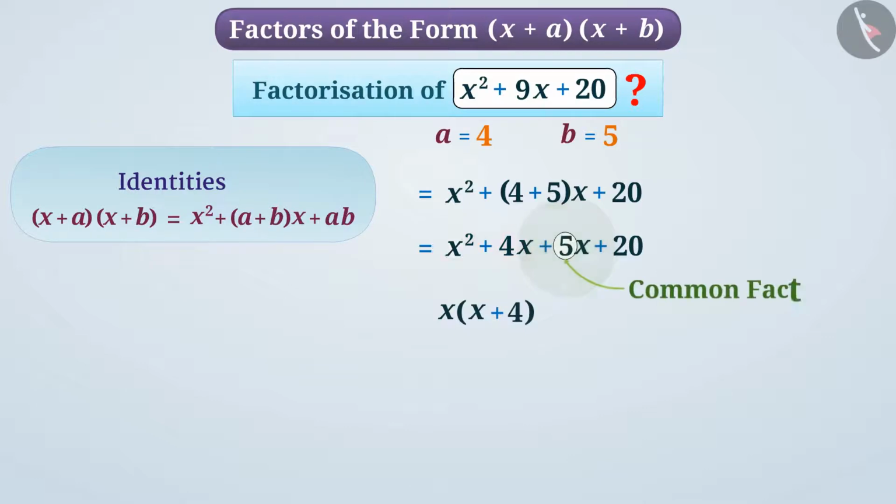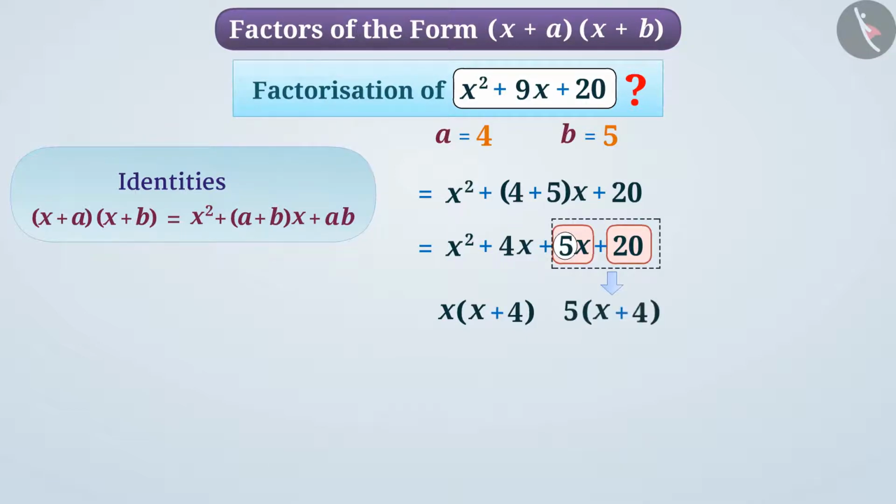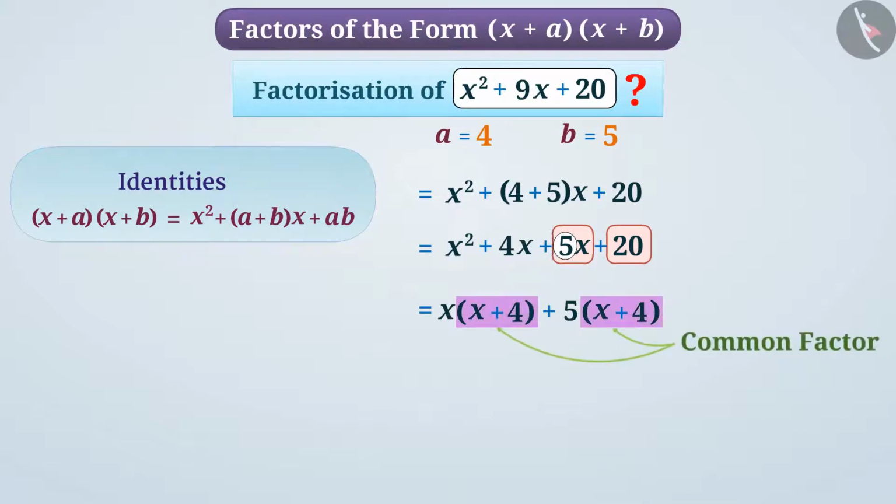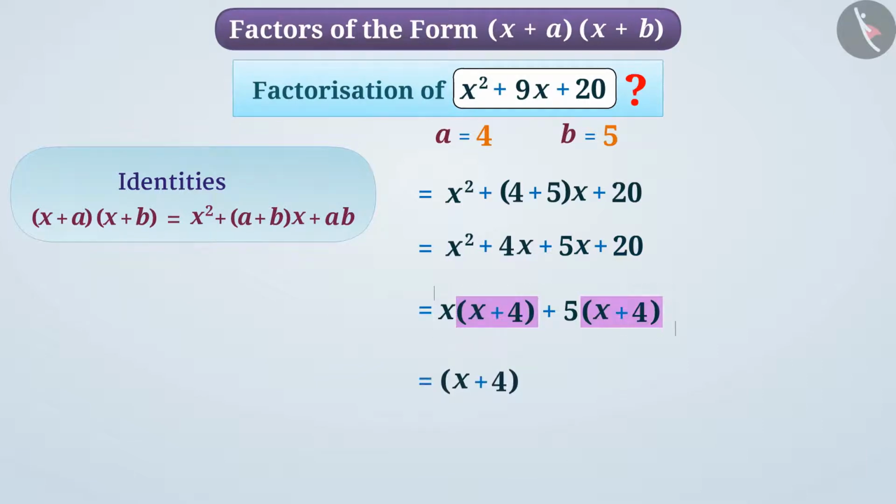Similarly, 5 is the common factor between the third and fourth terms. So we can also take it outside the bracket and write this group as 5 into bracket x plus 4. Now we see that x plus 4 is a common factor, so we can take it common and write the expression as x plus 4 into bracket x plus 5. In this way, the factorization of x square plus 9x plus 20 is x plus 4 into bracket x plus 5.